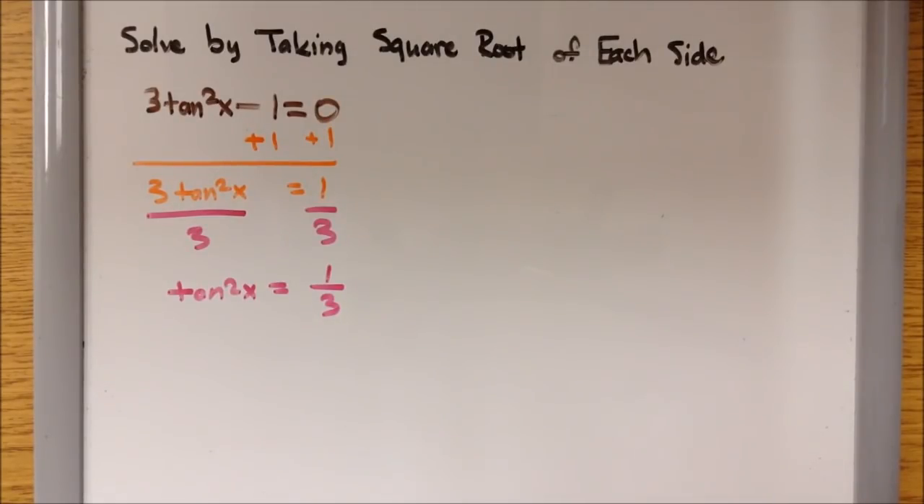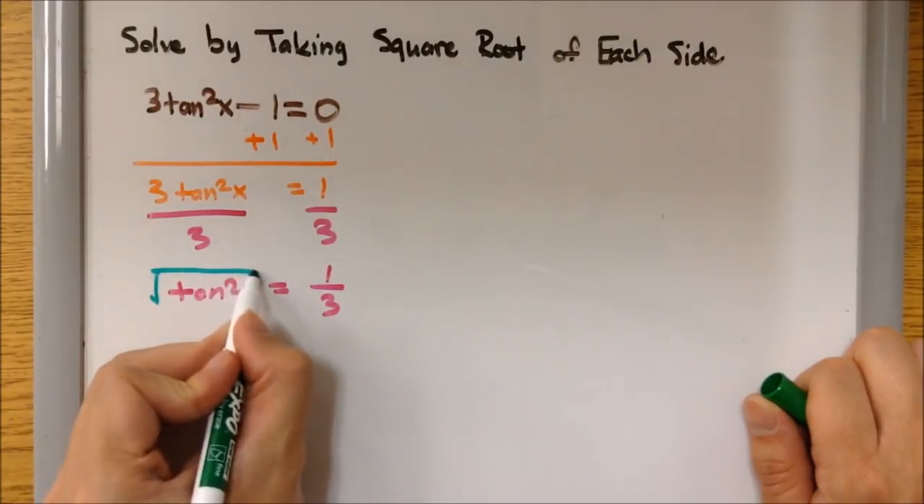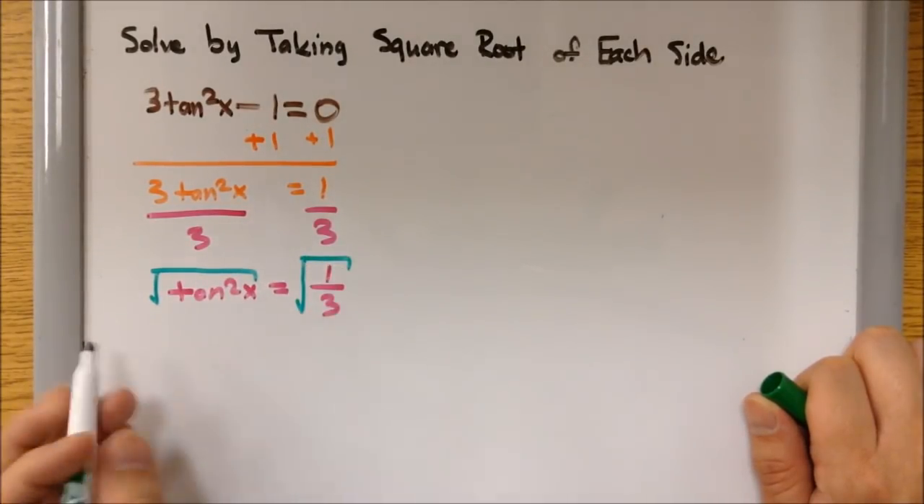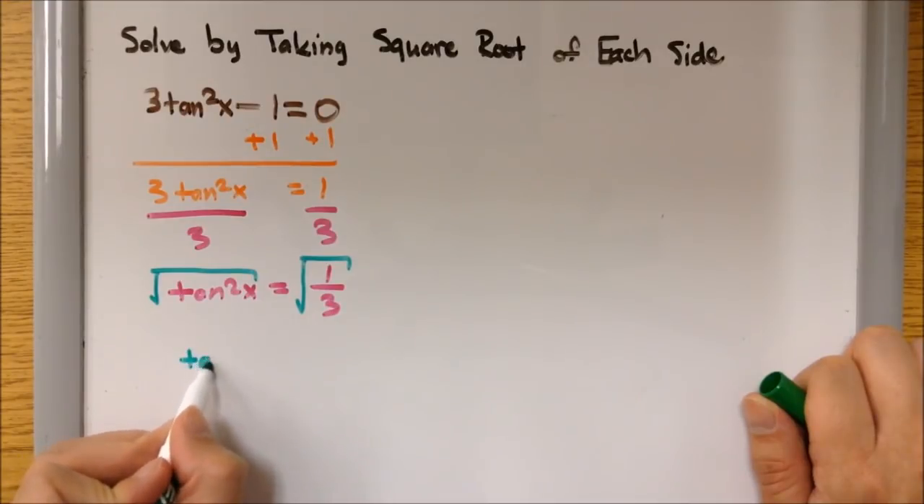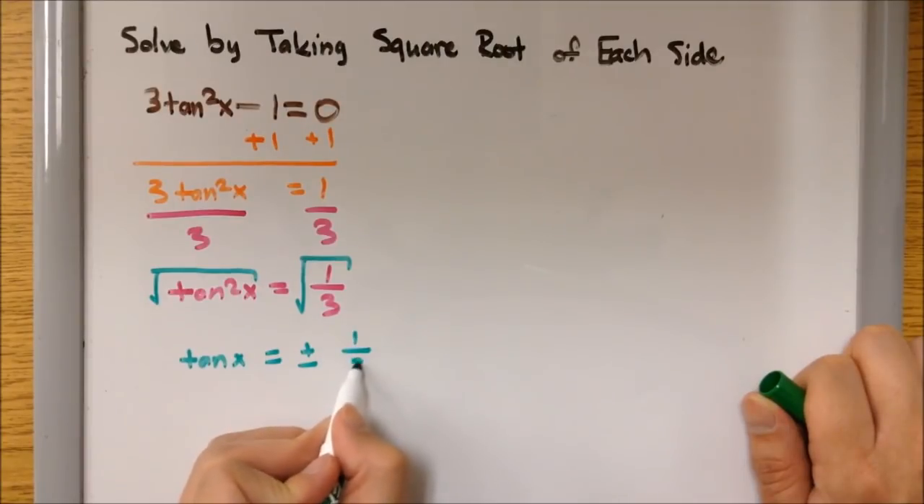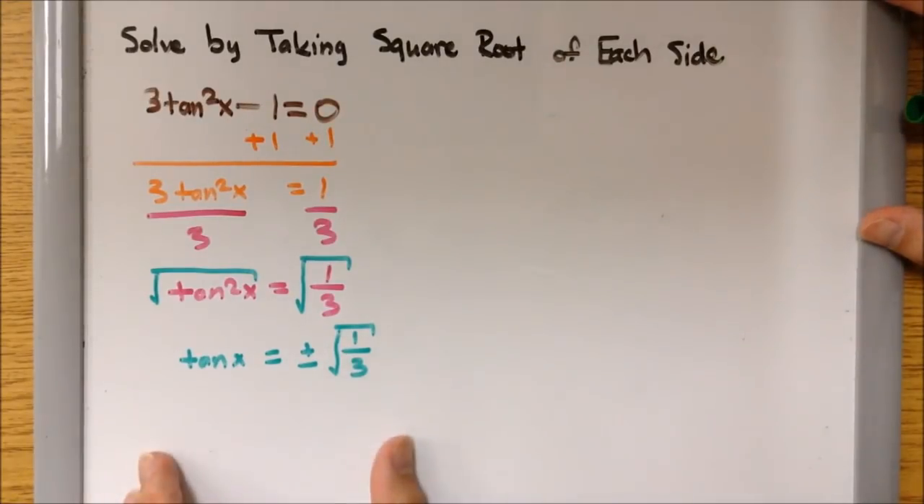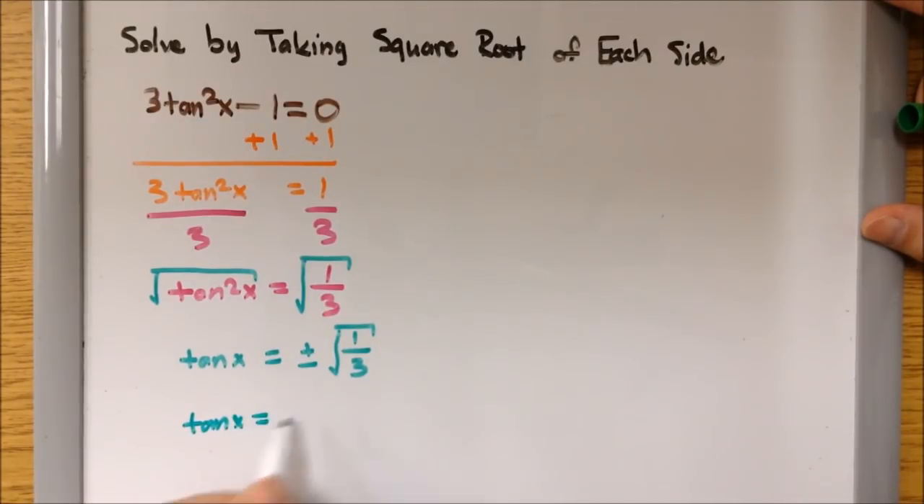So once I get to tangent square of x, the only thing I have left to do is take the square root on both sides. So it will become tangent of x equal positive and negative square root of 1 over 3. Now I'm going to write up here for more room. The square root of 1 over 3 would become positive and negative 1 over square root of 3.